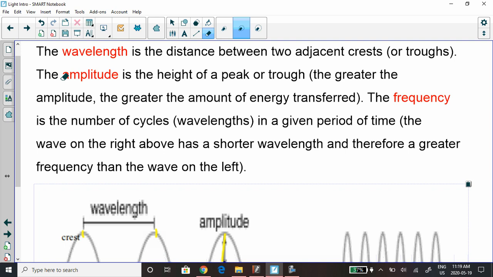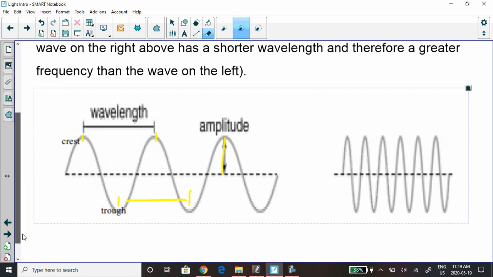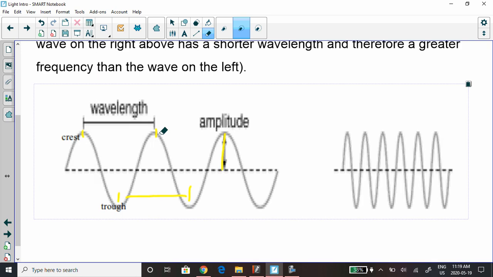The frequency is the number of cycles or wavelengths in a given period of time. The wave on the right has a shorter wavelength and therefore a greater frequency than the one on the left. Yep, right here. Big wavelength, very low frequency. Short wavelength, really high frequency. And we saw that in the animation as I was changing frequency, the wavelength changed along with it.